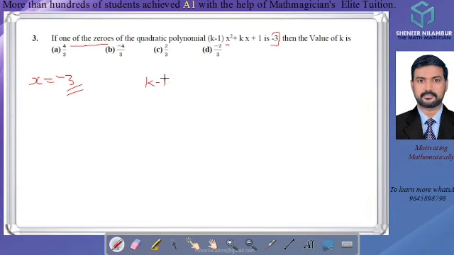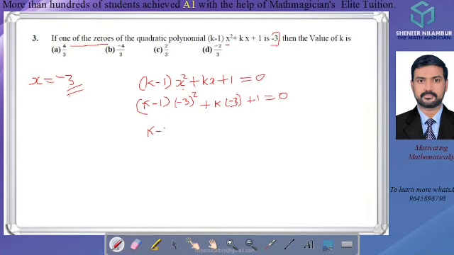So our expression (k minus 1) x square plus kx plus 1 will become 0 when we insert x equal to minus 3. So we can write (k minus 1) into x square; instead of x square we can write (minus 3) square, plus k into, instead of x we can give minus 3, plus 1 is equal to 0.